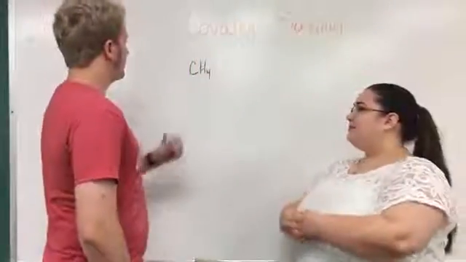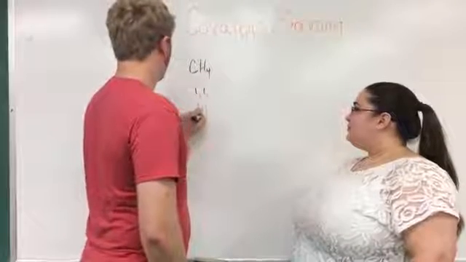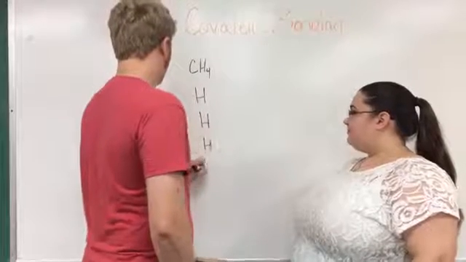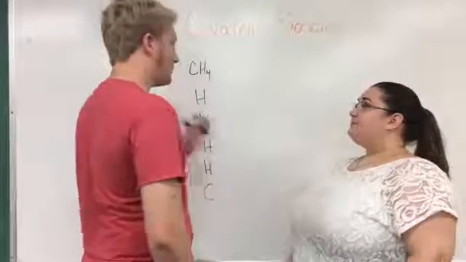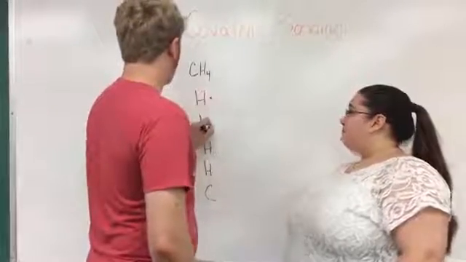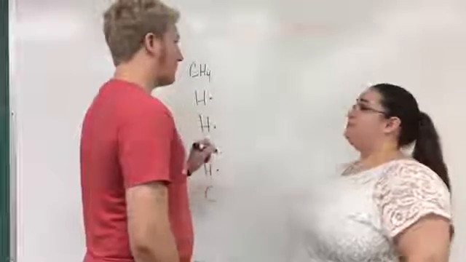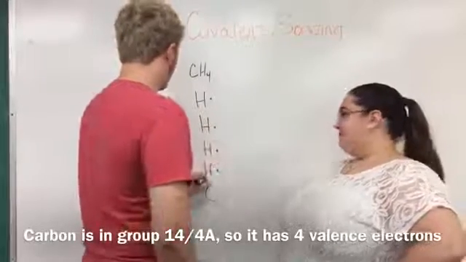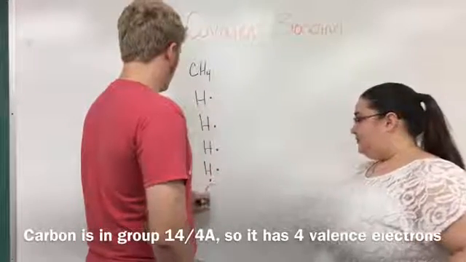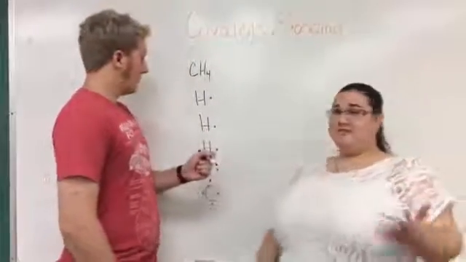All right. So you started off, we've got the 4 hydrogens and carbon. Hydrogen has only got 1 dot. We just did that one. So we can put a dot on each one of those. And then carbon is in group 14. So that means it's going to have 4. So I need to go around 1, 2, 3, 4, like that. 4 dots.